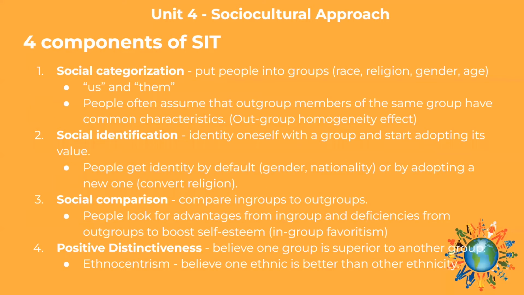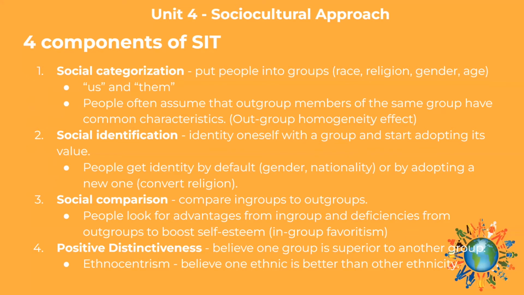Okay, so the four components of the social identity theory are social categorization, social identification, social comparison, and positive distinctiveness. Social categorization is when you put people into groups. So you can split them based on their race, religion, gender, or age. So this is like the us and them. So you divide yourself into groups.